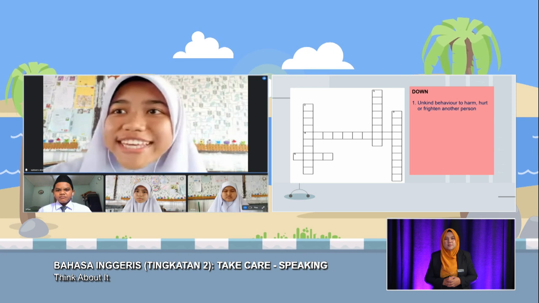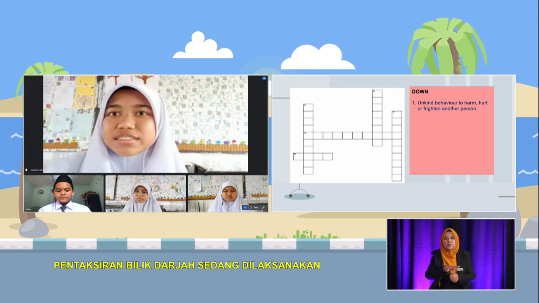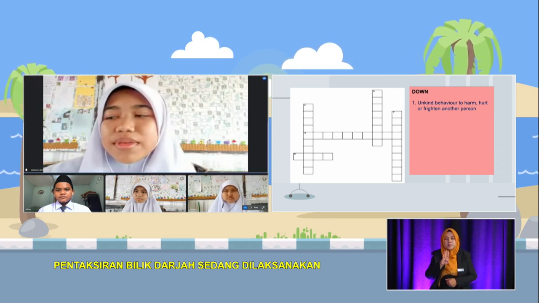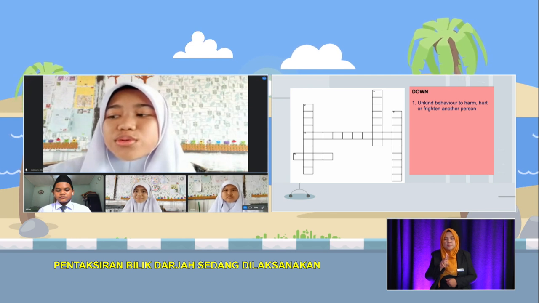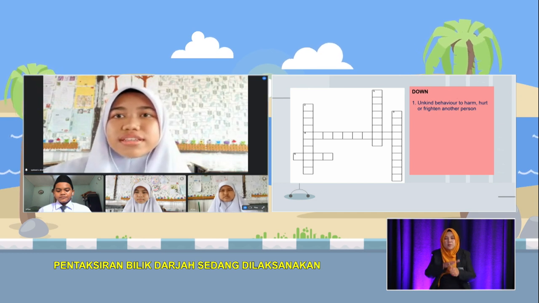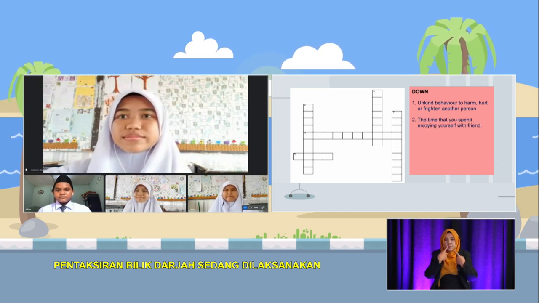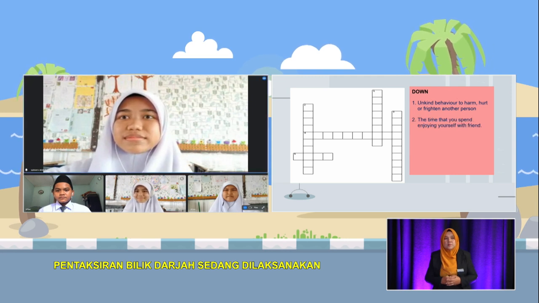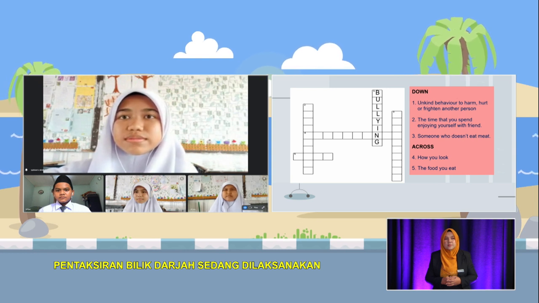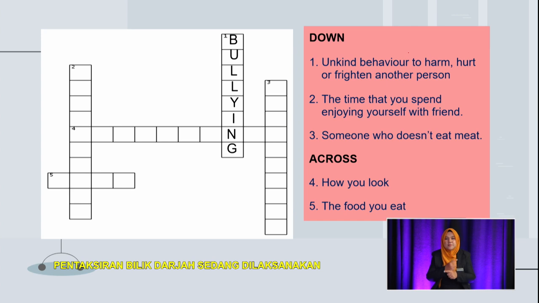Yes, Kaisara? Bullying. Are you sure? Can you spell the word for me? B-U-L-L-Y-I-N-G. Bullying. Let us check the answer. The questions have to come up first. She got it right. Correct. Good job. Maybe we can give one reward to Kaisara. You got one pen. Congratulations.